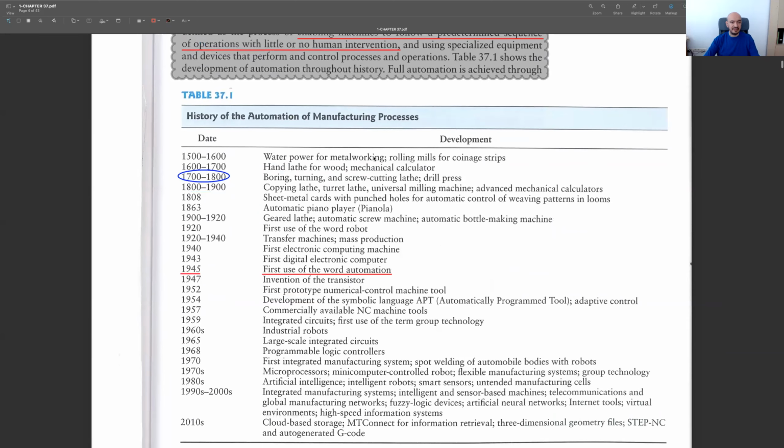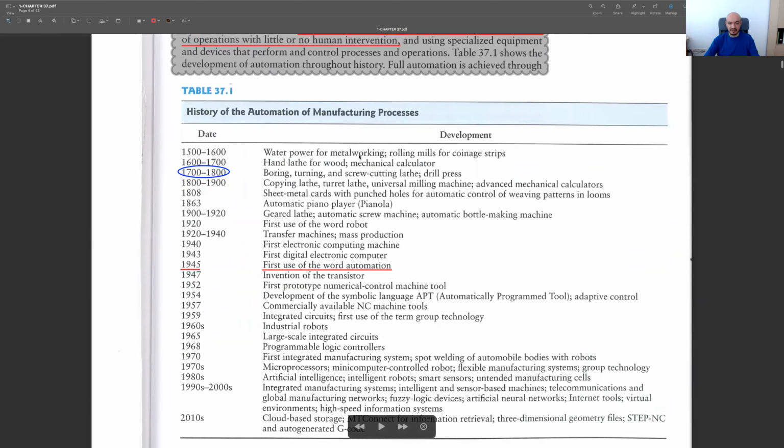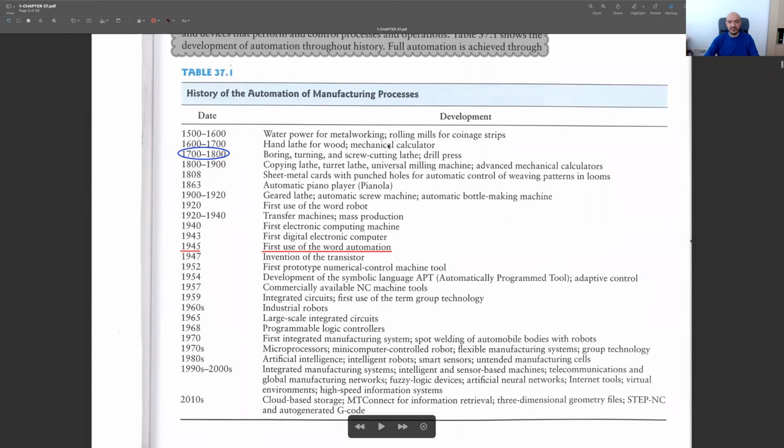And here you can see the history of automation in manufacturing processes. Around the 1800s, we actually started using, as you know, some kind of turning machines with the help of the Industrial Revolution. And then until 1945, we didn't have any automation. Most of the tasks were performed with huge machines and labor. While after 1945, we introduced the term automation.